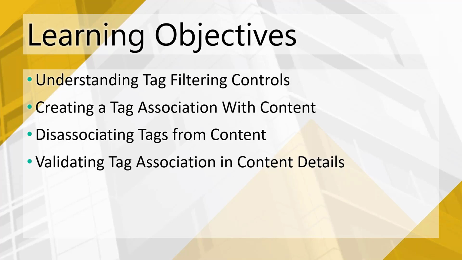Then we're going to create a tag association with a piece of content. We're going to search for something that doesn't have any tags on it or doesn't have the tags we want on it, and we're going to associate some tags with that content. We're also going to talk about the reverse of that, disassociating tags from content. If something is not relevant or not accurate, it's good to remove that tag so you're not getting inaccurate results.